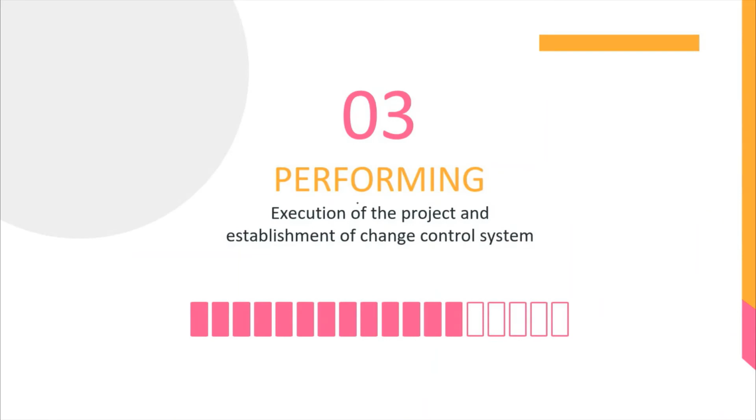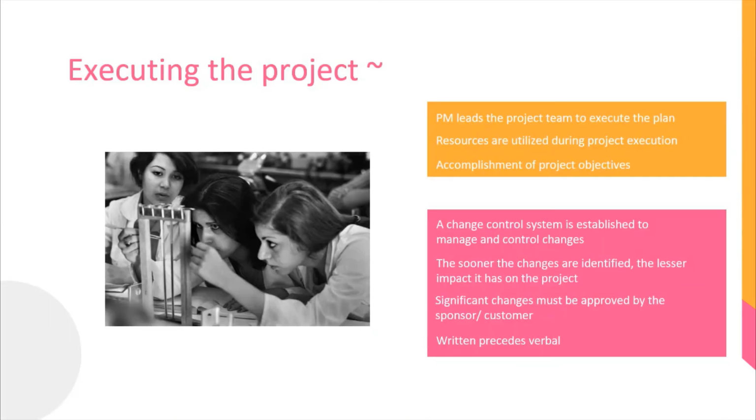The next phase is performance. Once we have the baseline plan, the project is all set to proceed. The project manager will lead the team to execute the plan and complete the tasks for achieving the project objectives. During this phase, the resources get consumed. When the phase is complete, we get the deliverable. Right? Once the project is complete, we accomplish the objectives, we get the deliverable.